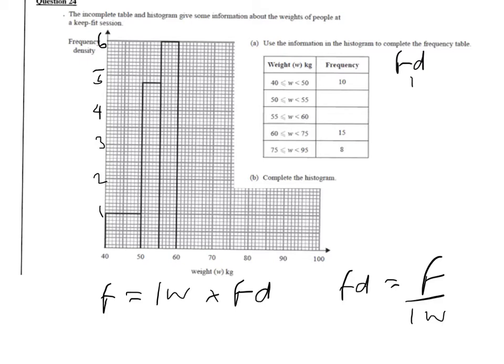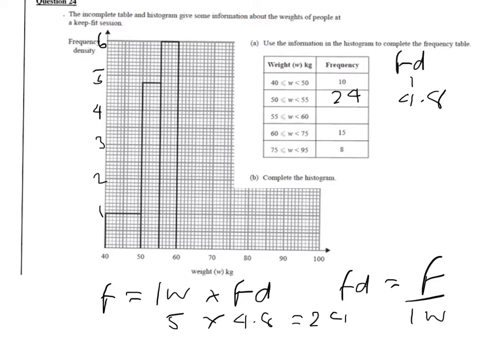So we've gone to the second bit of information. We want to work out the frequency for 50 to 55. For 50 to 55, we can see the frequency density is 2 squares below 5. The frequency density is 4.8. I'll put that in there, 4.8. So I simply need to use the first formula. The interval width is 5, so I'm doing 5 times frequency density of 4.8, which gives me 24. So I can put that into the table.